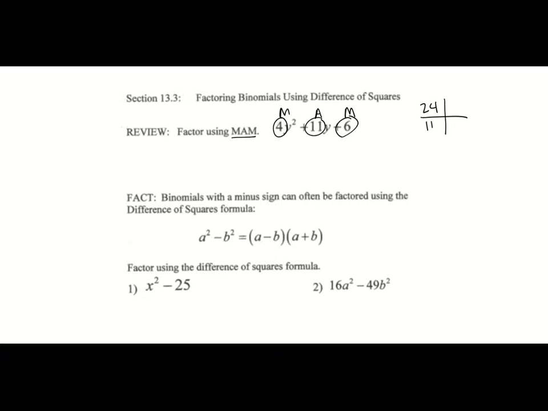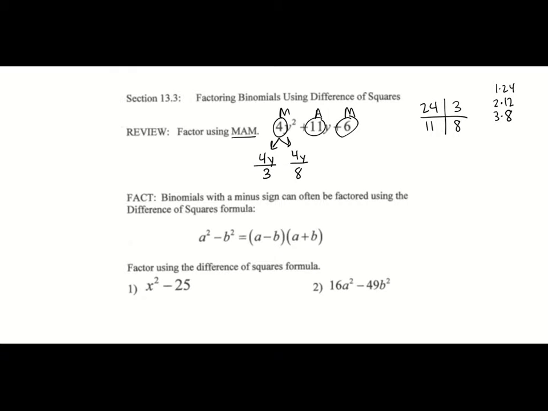So if we look, we have 1 times 24, doesn't give us 11, 2 times 12, no, 3 times 8, if we add 3 plus 8, that gives us 11. So that is our answer, 3 times 8. Now I can split my variable and drop down my coefficient to get my two fractions. I've got 3 on one and 8 on my other.